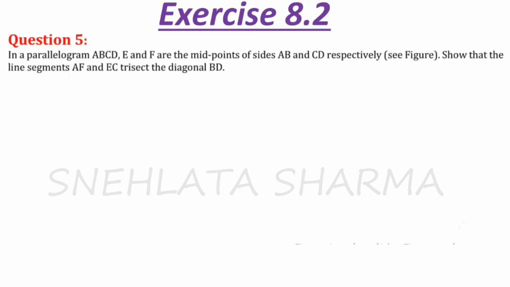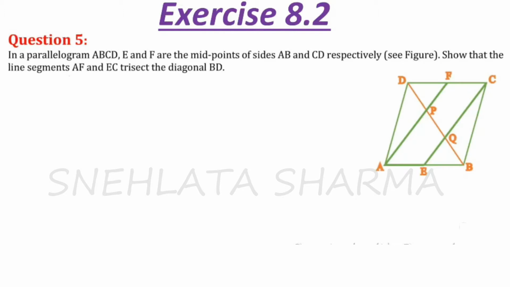हेलो स्टूडेंट्स, वेलकम बैक। स्वागत है आप सभी का। बच्चों, आज इस वीडियो में हम क्वाड्रिलेटरल्स चैप्टर की एक्सरसाइज 8.2 के क्वेश्चन नंबर 5, 6 एंड 7 डिस्कस करेंगे। आइए स्टार्ट करते हैं क्वेश्चन नंबर 5 से। क्वेश्चन नंबर 5, इन अ पैरेललोग्राम ABCD, E and F are midpoints of sides AB and CD respectively. See figure. Show that line segments AF and EC trisect the diagonal BD.